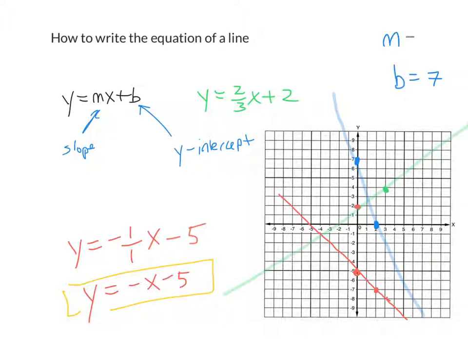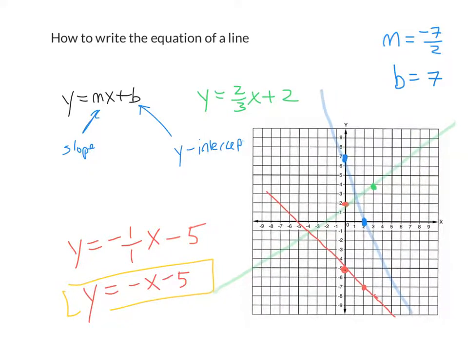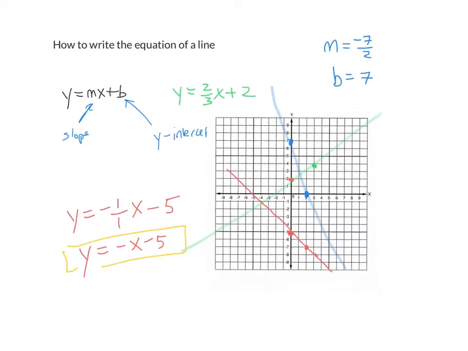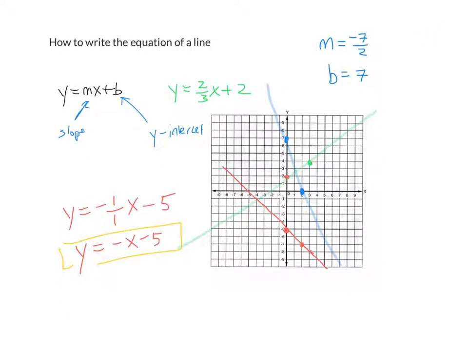Well, we could always check out the rise over run scenario. Apparently it goes down 7 and then to the right 2. So that's going to be a -7 over 2. And then eventually we could write the final answer in the following way, where it's y equals -7 over 2 x plus 7.